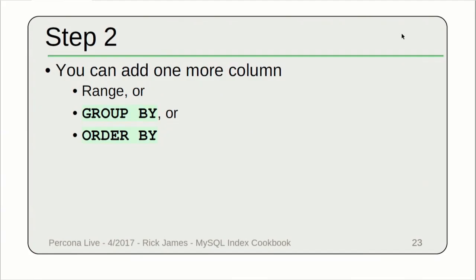Step 2. Now you have one more chance to add one more column. It'll either be a range, one range. Notice we already said two ranges, we can't do the second one. It may be a group by. It may be an order by. I'll give more details in the next 3 slides.